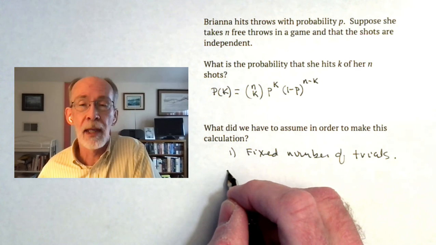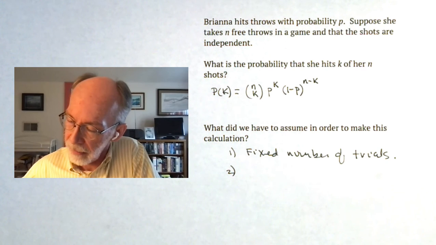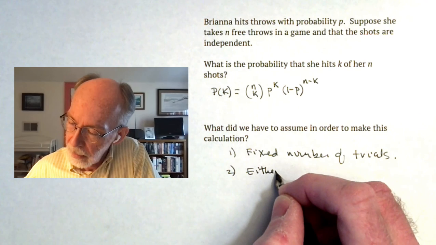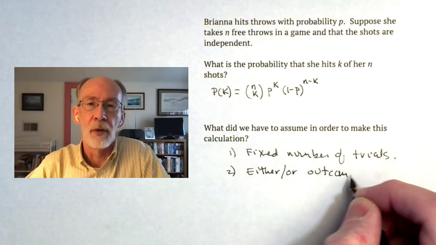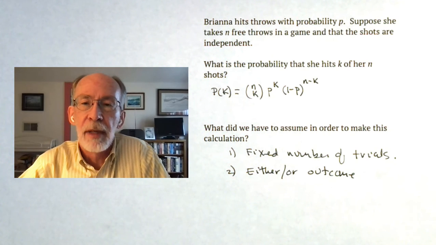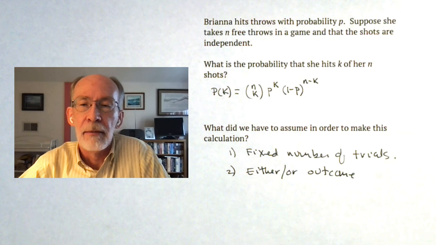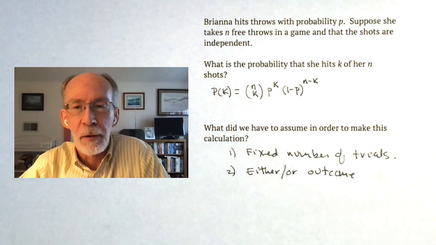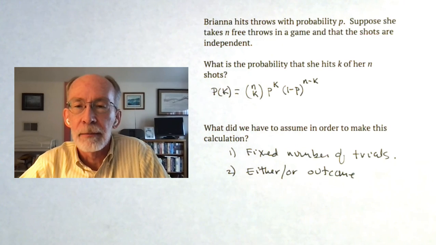Second, each of those trials has an either-or outcome. One of two things is going to happen. So it could be that a shot is made or missed. It could be that a coin comes up heads or tails. It could be that a patient in a clinical trial is cured or not cured. Any kind of situation where you have an either-or result.